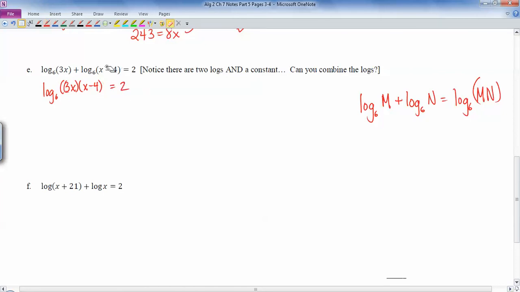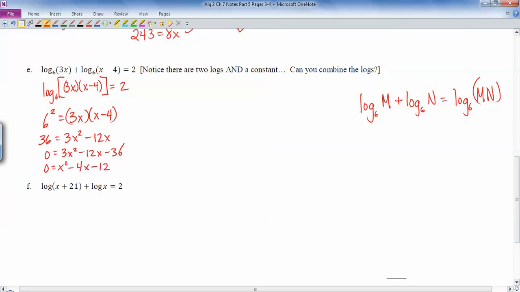Okay, in fact, it might be better to do this so it's easier to see. Okay, well, that I can rearrange into 6 squared equals the inside, 3x times x minus 4. So let's simplify that a little bit. That's 36 equals 3x squared minus 12x. And then if I bring the 36 over, I get 3x squared minus 12x minus 36. Now I could take out a 3 from everything. If I divide by 3 on both sides, then I get x squared minus 4x minus 12.